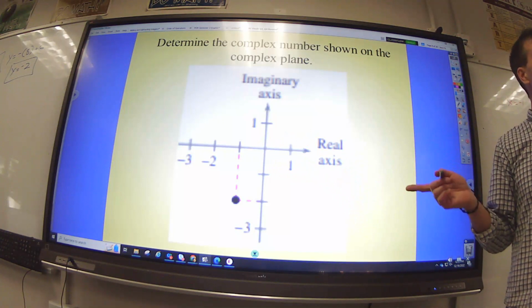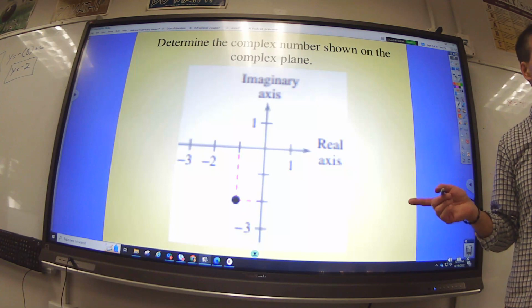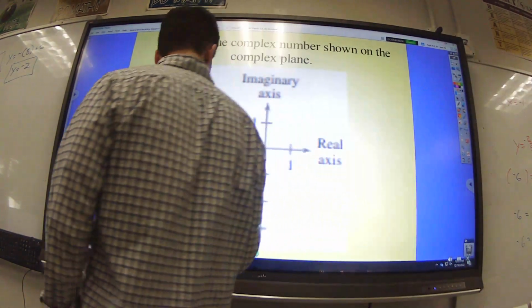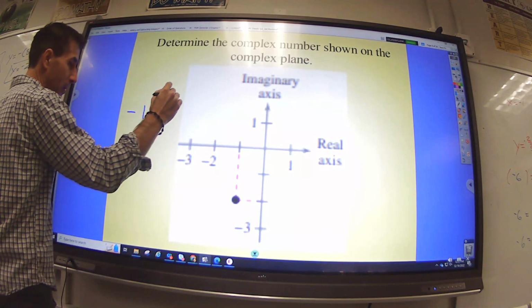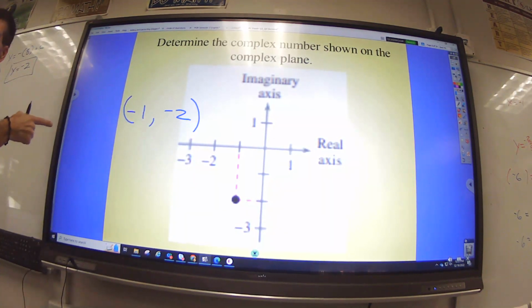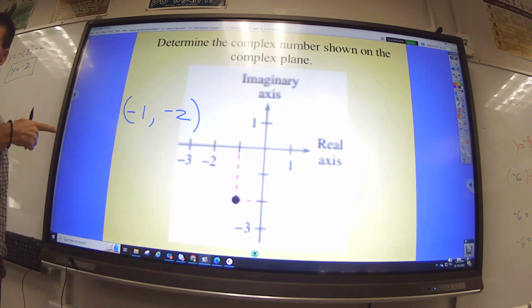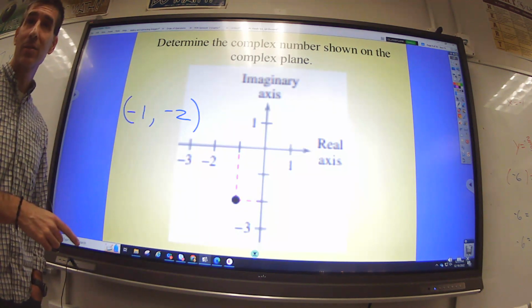After I do that one. But let's pretend it's an xy axis. How would you write this number? -1, comma, -2. But that's not how we're going to write it here. But you guys understand if this was an xy axis? It's not an xy axis. It's an imaginary axis. It's a real axis.